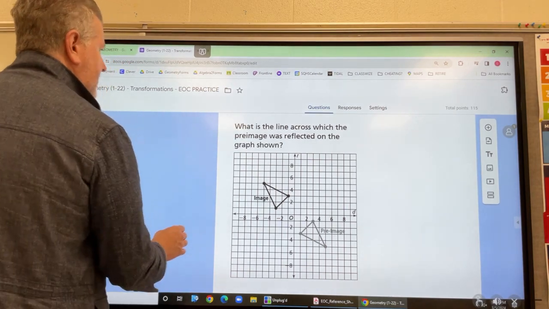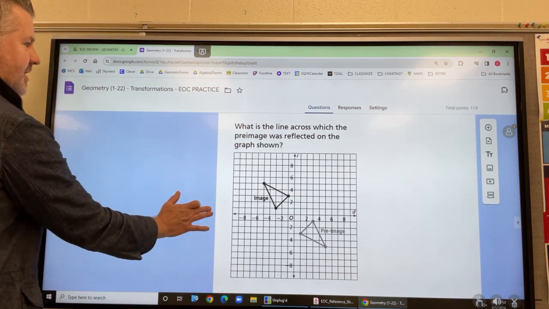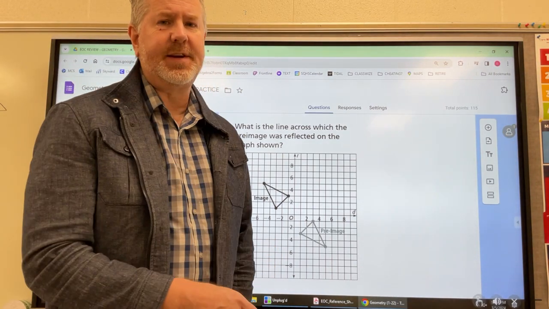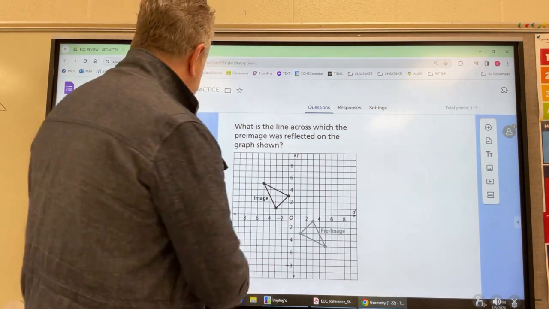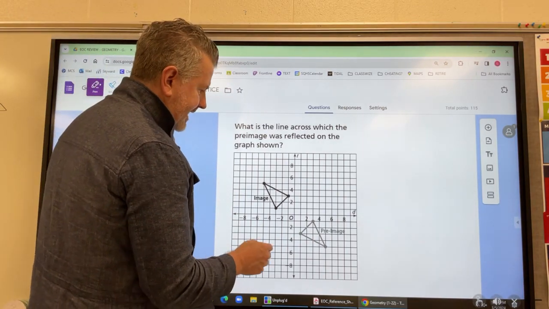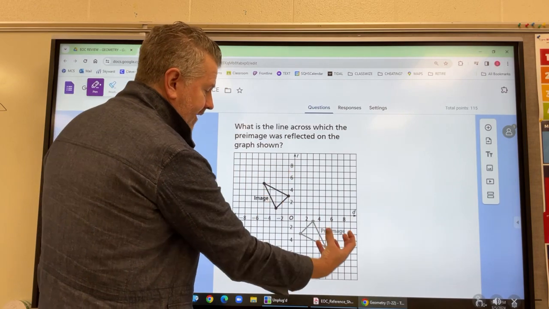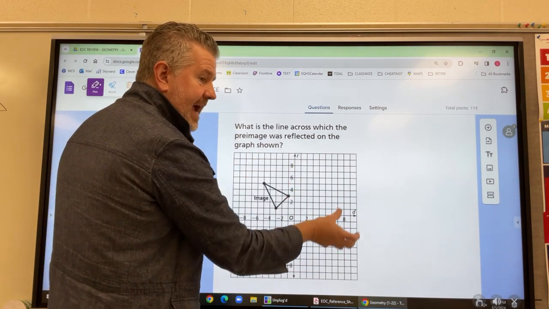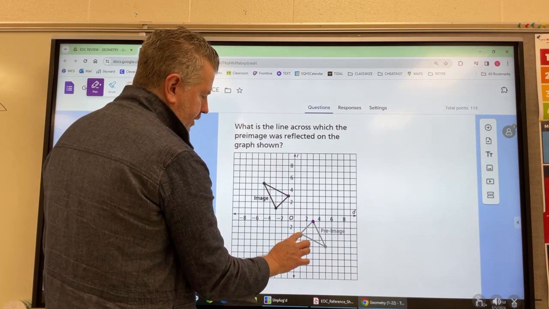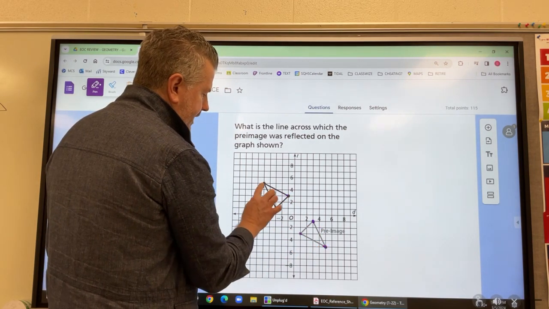So the first question is, what is the line? The first question is actually a fairly difficult one because it's not multiple choice. It requires you to type it in. So what is the line across which the pre-image was reflected? So we're reflecting, we're not rotating, we're reflecting. So this point corresponds to that point, and this point corresponds to this point.